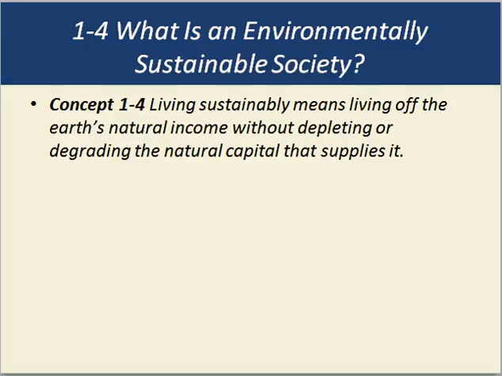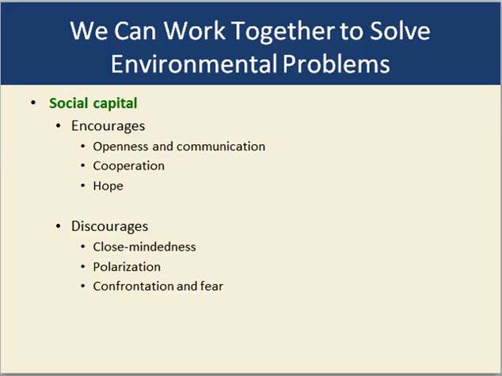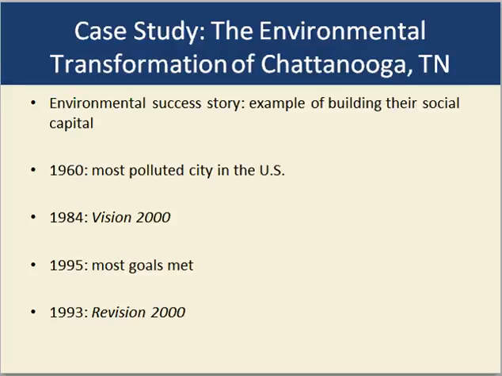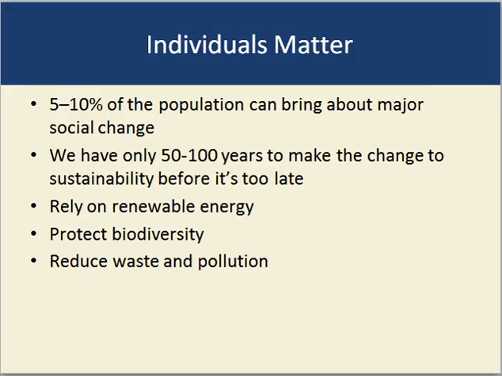So, what is an environmentally sustainable society? That meets the current needs while ensuring that the needs of the future generations will be met. We can work together to solve environmental problems with something called social capital, which encourages openness, discourages confrontation and polarization. A great example is Chattanooga, Tennessee, which was in 1960 one of the most polluted cities in the U.S. They had a vision, they set goals, and their revision as of 1993 has citizens working together and is one of the best and most sustainable places to live in the United States.